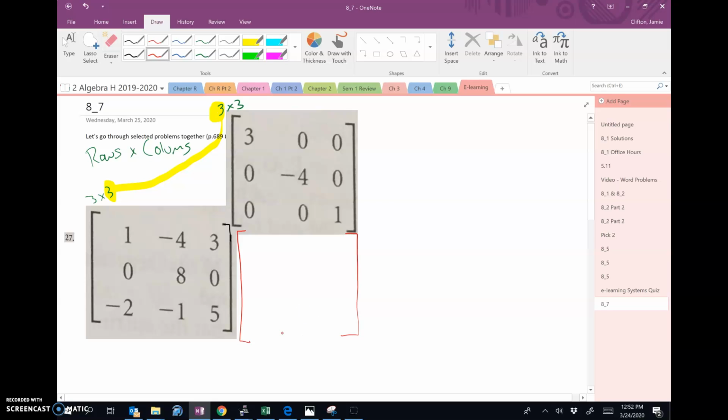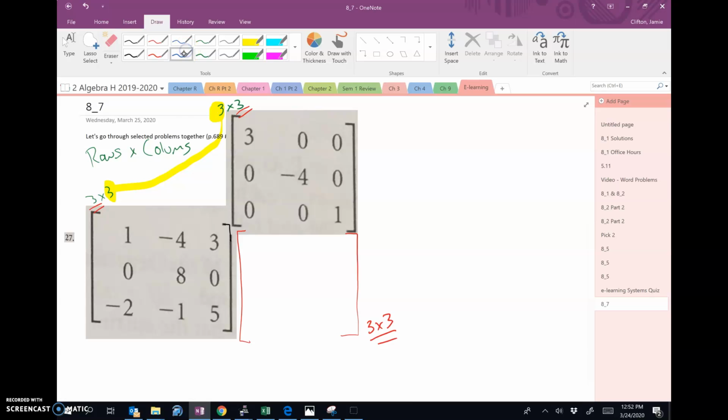By the way, you can know how big your answer matrix is going to be: it's those other two numbers that I didn't highlight. The first number of the first order and the second number of the second order. So 3 by 3 is going to be the result matrix.